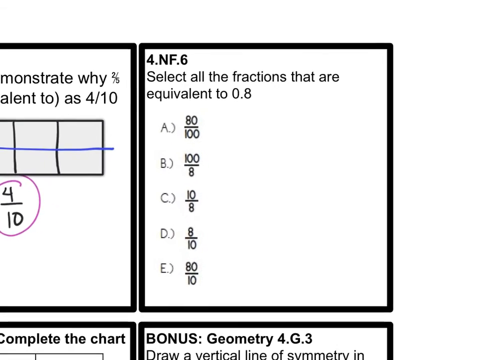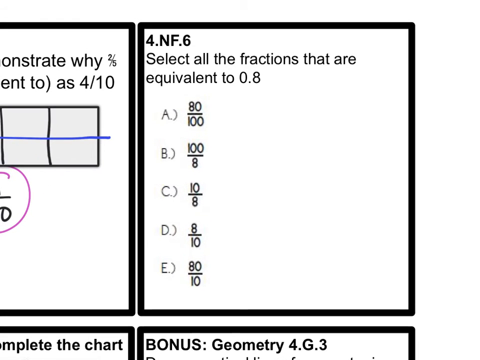All right. Select all the fractions that are equivalent to 8/10. Remember, this 0.8 is, we say 8/10 because this 8 is in the tenths place, but it can also be written like this. So when I look at these, I clearly see right away that D is for sure the correct answer.